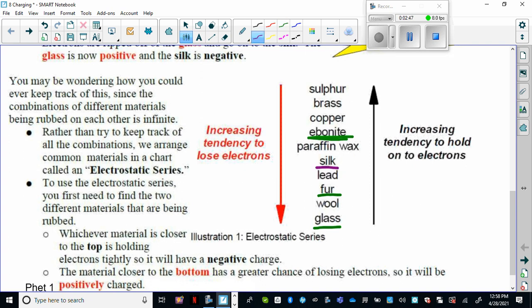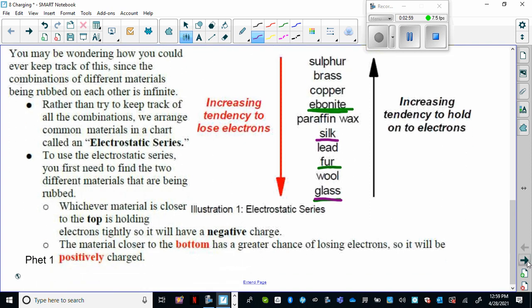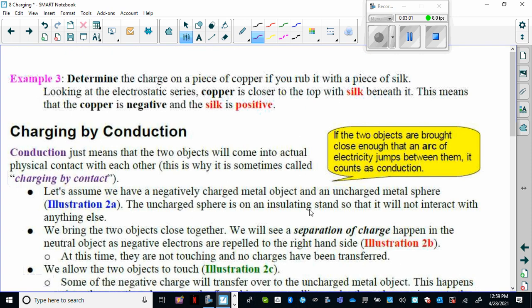And same with the silk and the glass. The silk is higher on the list, so it wants to gain electrons. The glass wants to lose, so when they rub together, that will sometimes happen. Okay, so that's called charging by friction.